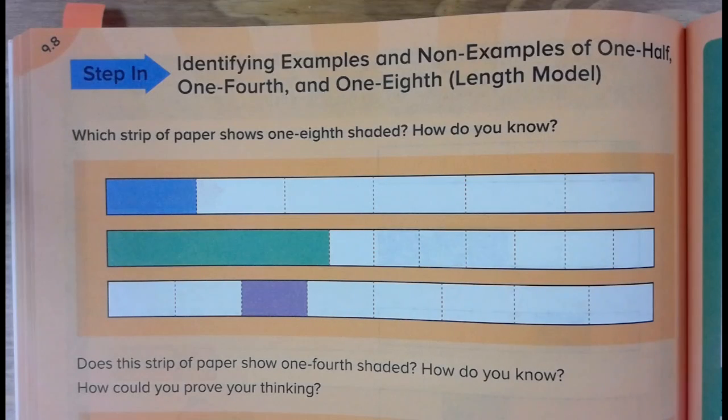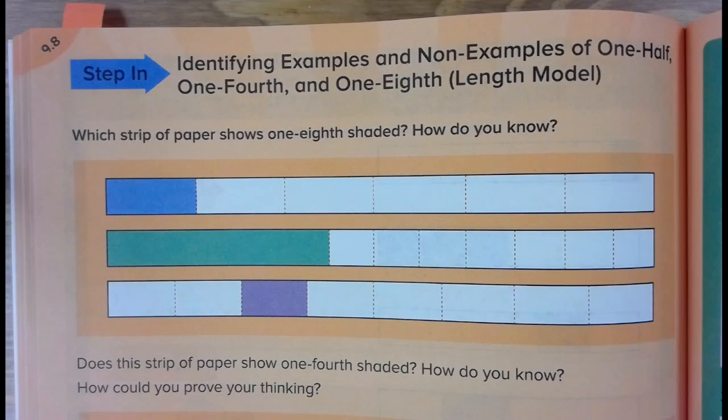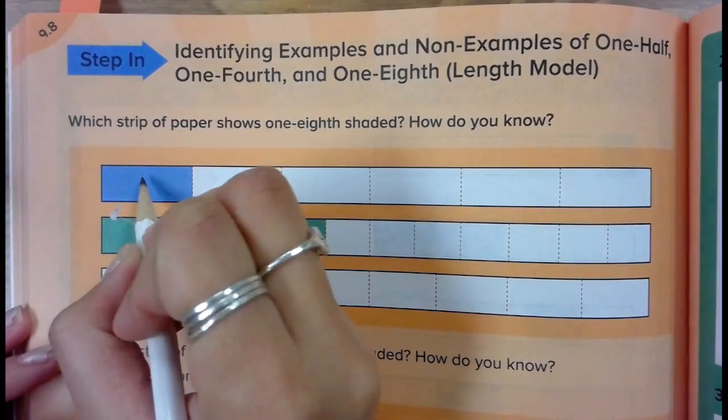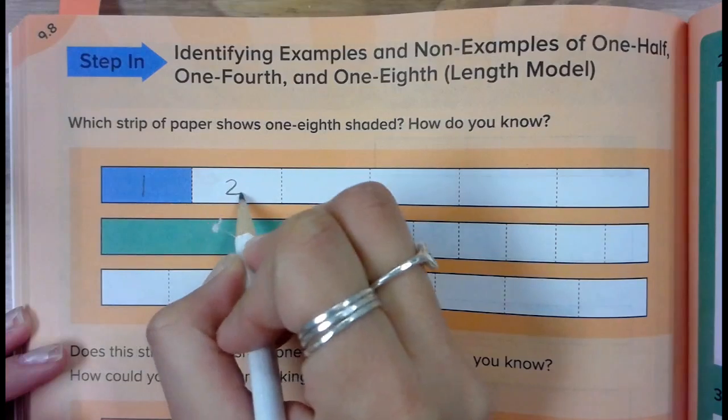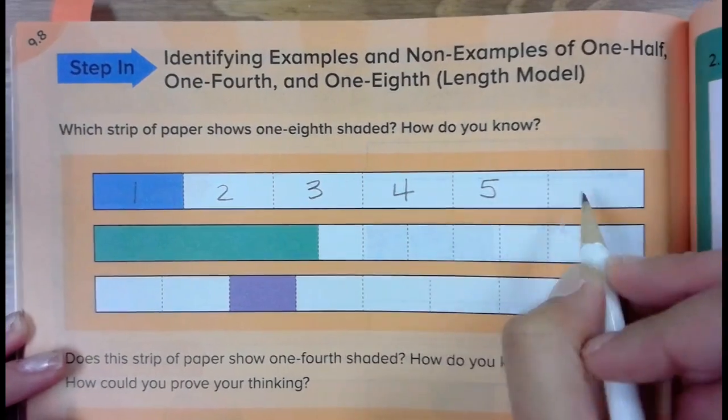fractions. The first question asks us, which strip of paper shows 1/8 shaded, and how do you know? For example, what I like to do is go through each strip and label. Labeling is always going to help us identify a fraction. So when I go through, I'm going to label 1, 2, 3, 4, 5, 6.